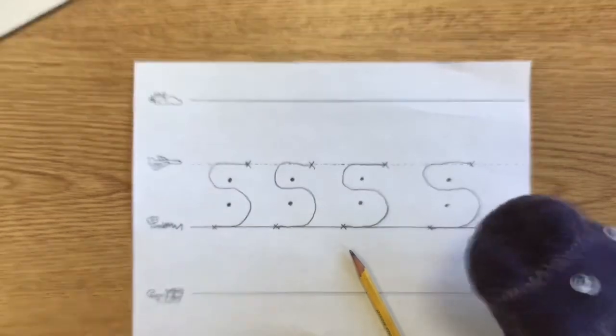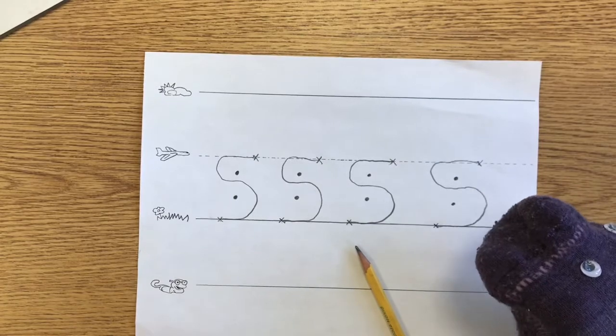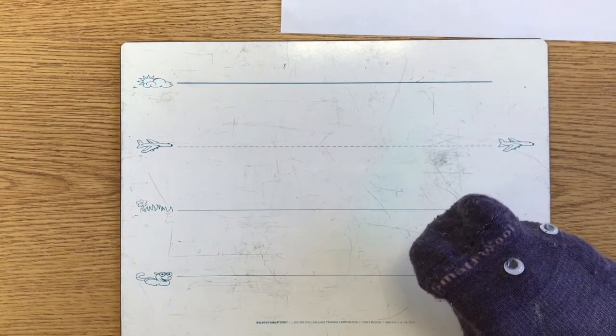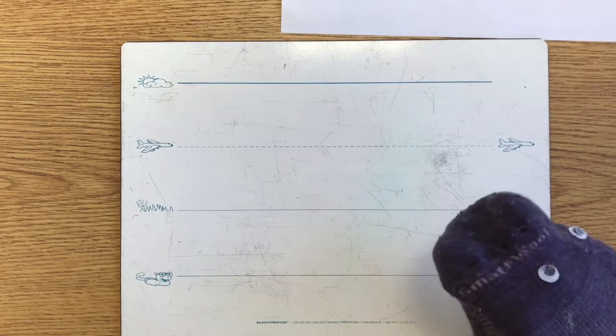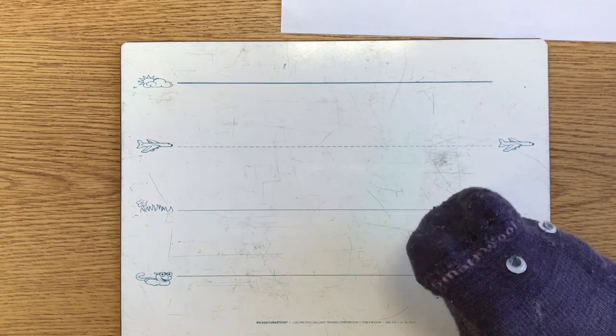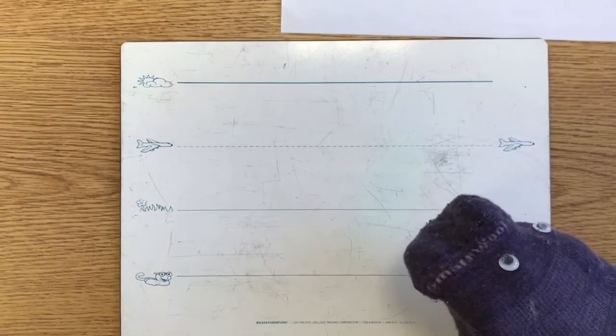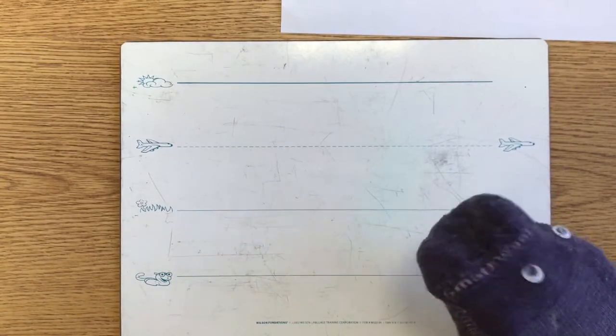Let's go ahead and go right to our whiteboard. Okay, let's think about our whiteboard again. And let's think about the letter S. Is letter S a tall letter, a small letter, or a hang low letter?